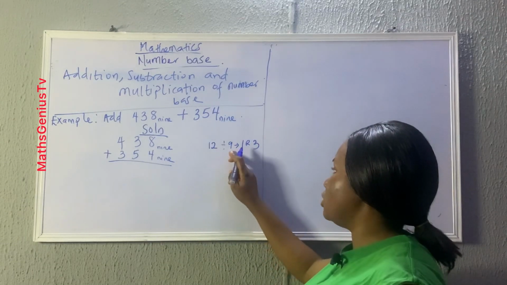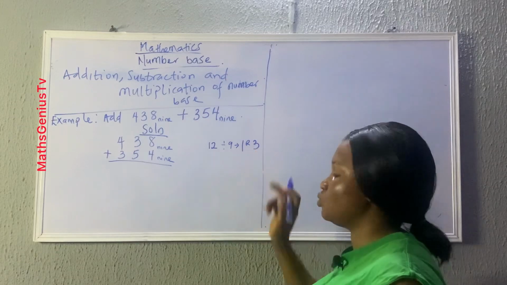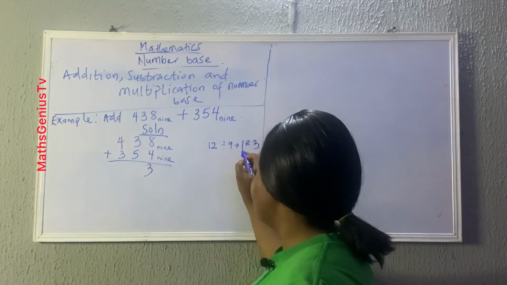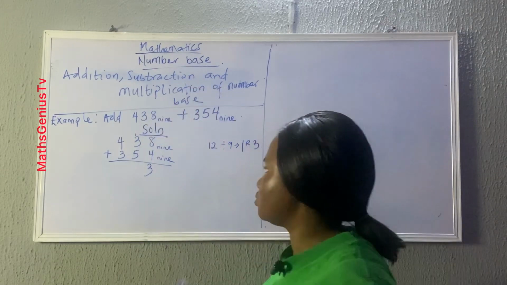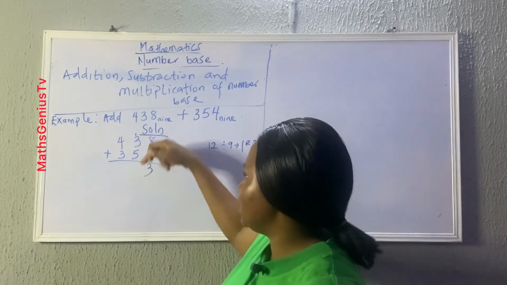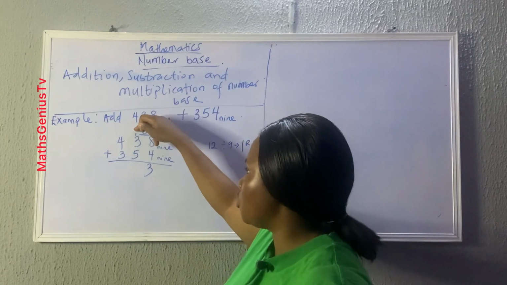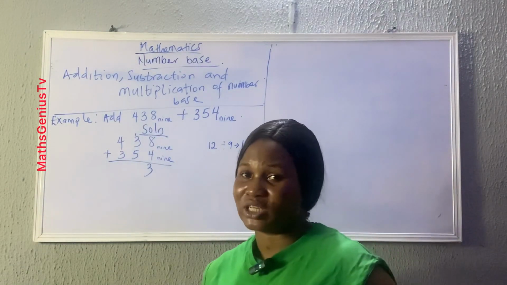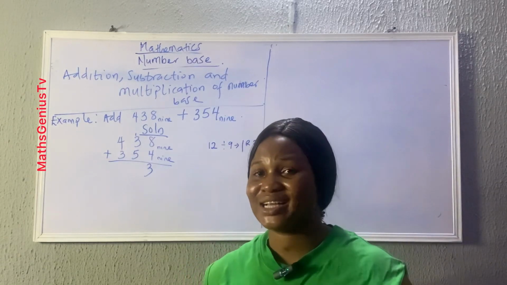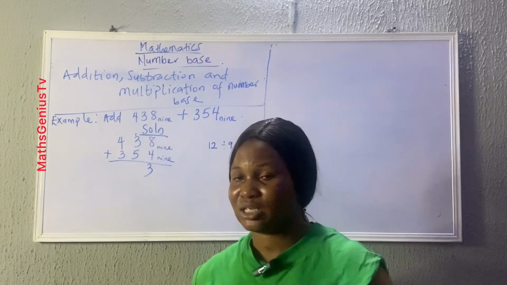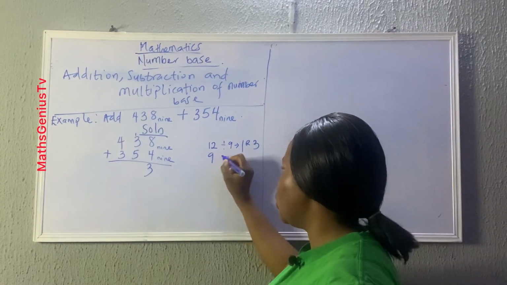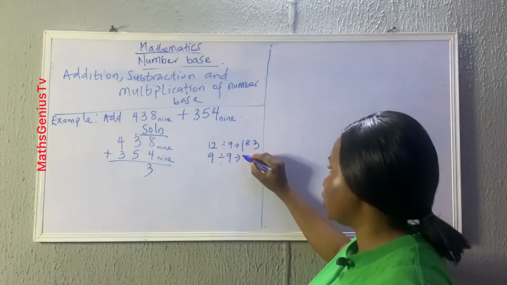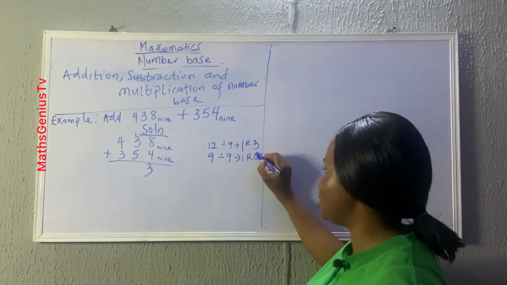Because 1 times 9 will give us 9. 12 minus 9 will give us what? 3. Now write the remainder down, 3, and keep the 1. Now we can add the next line. 3 plus 1, 4. Plus 5, 9. We are in base 9, don't forget. And we cannot have 9. The highest number we can have in base 9 is 8. So since we are having 9 now, we divide again by 9, since we are in base 9, and that will give us 1, remainder 0.